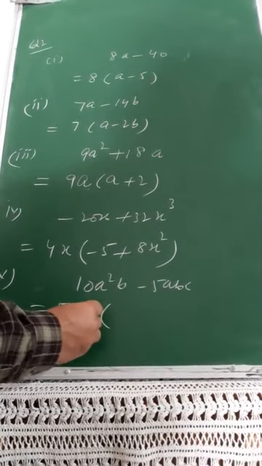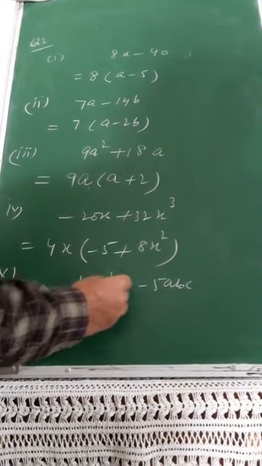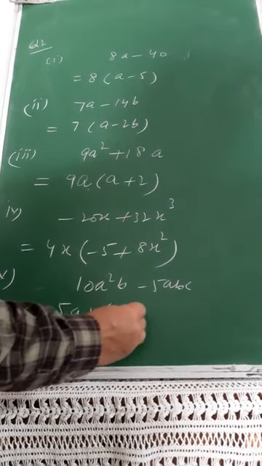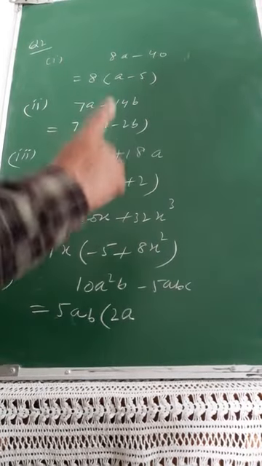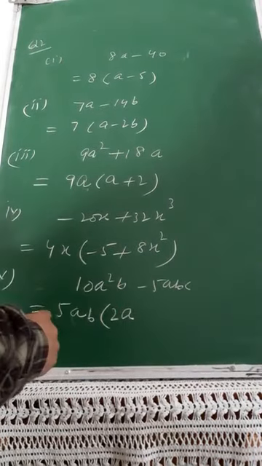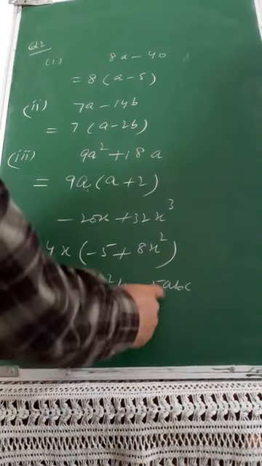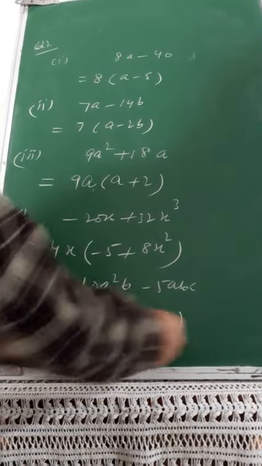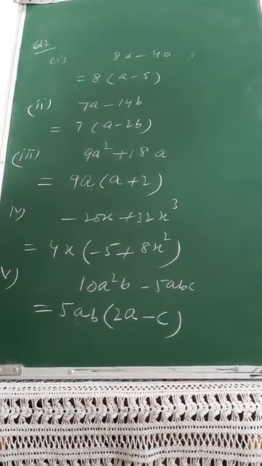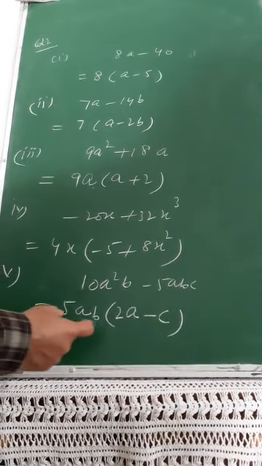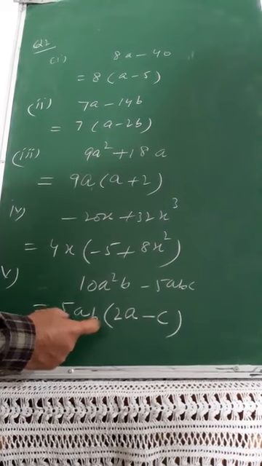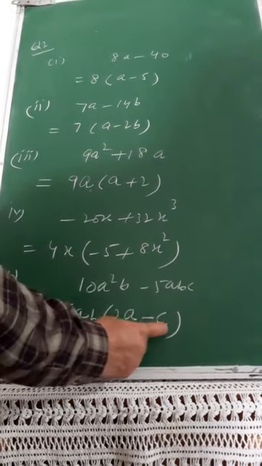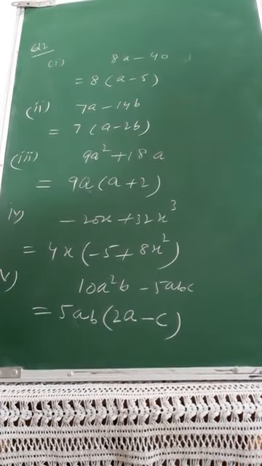So 5ab. When you divide 10a square b by 5ab, 5 2s are 10. A square divided by a, only a will be left and b will get cancelled. Minus divided by plus is always minus. 5 will go off, a will go off, b will go off, and you simply will be left with c. So please remember, whatever term you are writing outside the bracket, with that particular term you have to divide this as well as this, and the result will be written inside the brackets.